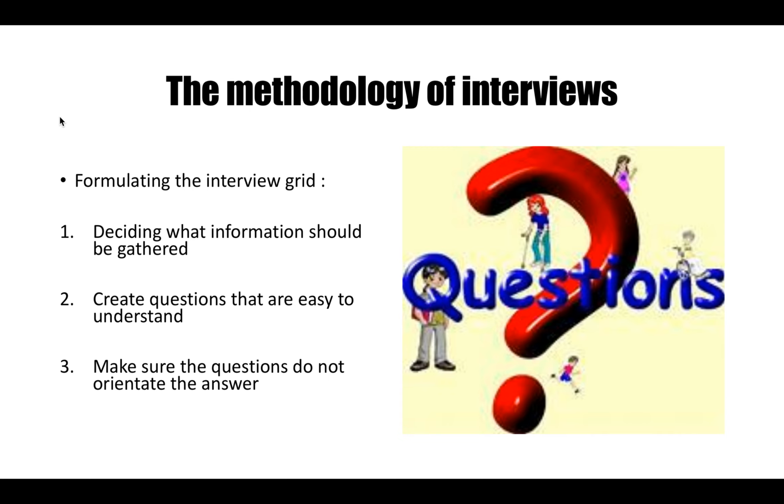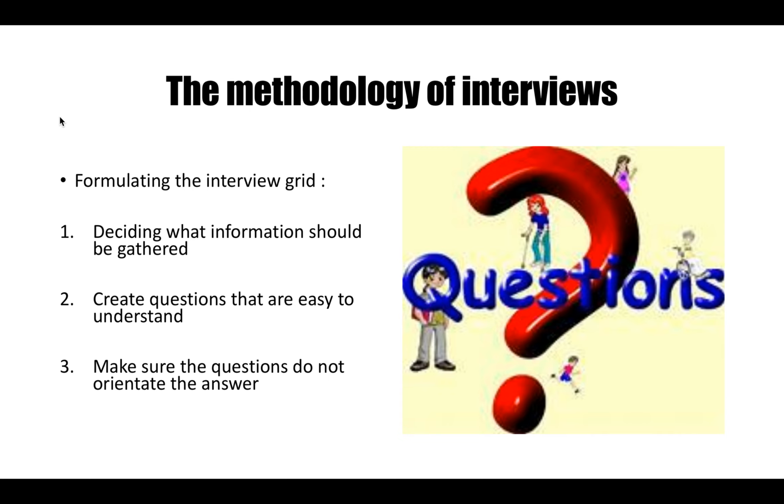The first step of the methodology of interviews is to construct an interview grid. An interview grid is a list of questions that the sociologist will ask the interviewee. In order to formulate the interview grid, the social scientist has to determine exactly what type of information they want to get. This is especially important as an interview requires more time than a questionnaire for the same amount of questions, and an interview can't be too long.